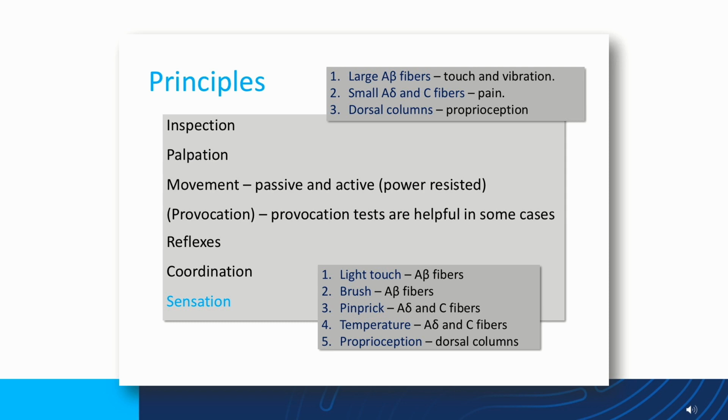All I want to focus on is the examination of the sensory nervous system. So that's light touch, brush, pinprick, temperature, proprioception. And as you can see from the slide, if you've got changes in light touch, brush, pinprick, you've got changes in the A delta and C fibers, which are the pain fibers. Same thing with temperature as well. That's why you're assessing those components of sensation to define pain.